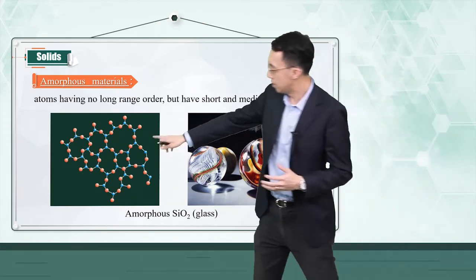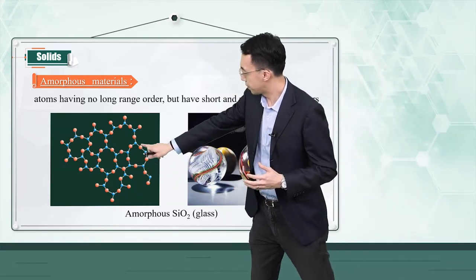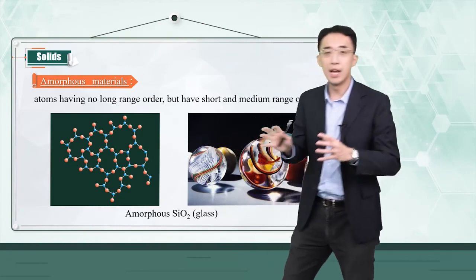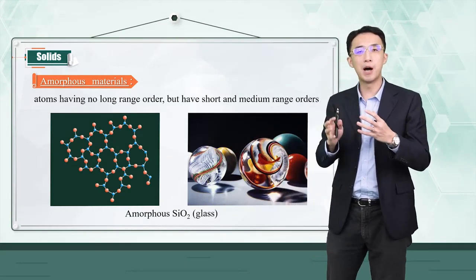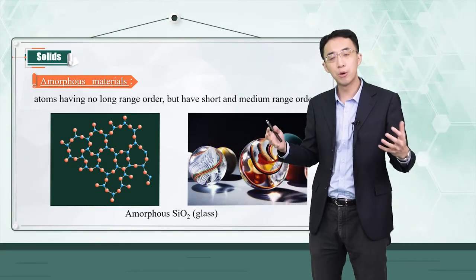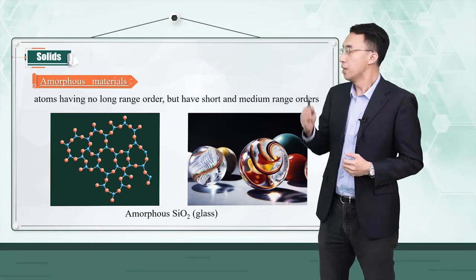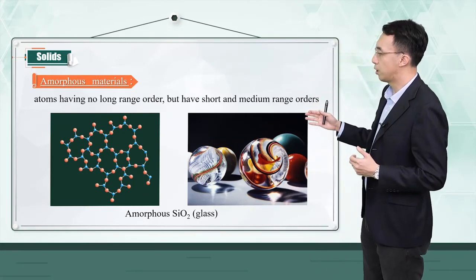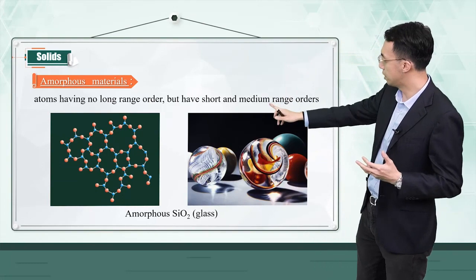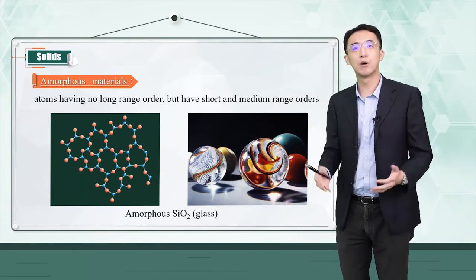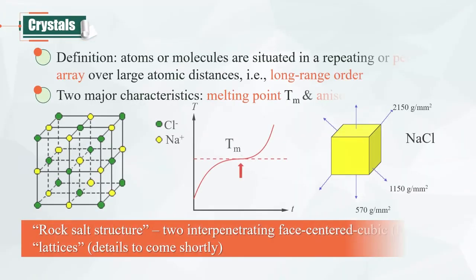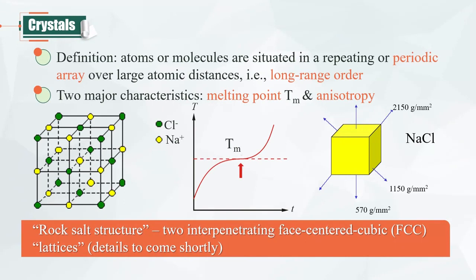However, you can see still that the arrangement of the items and the number of chemical bonds between the items are in general maintained. So in amorphous material, you still have some short and medium range order, but no long range order. By definition, crystals are items or molecules situated in a repeating or periodic array over large atomic distances, or long range order.